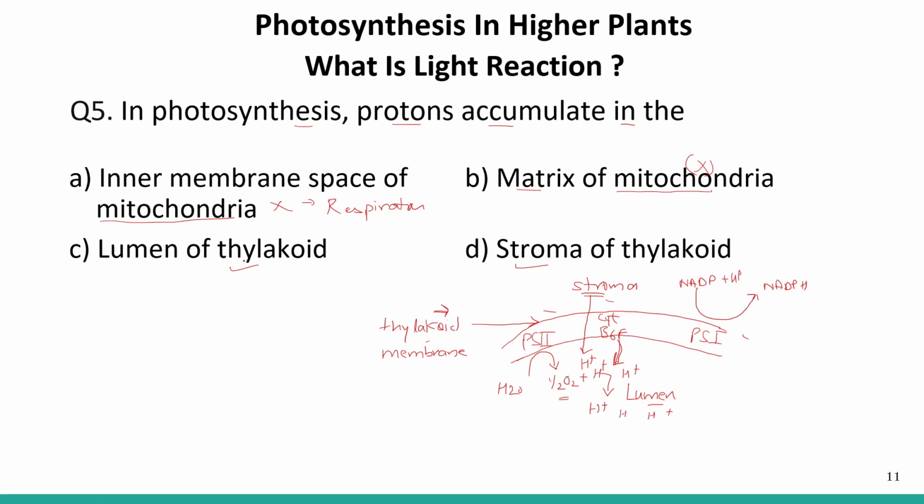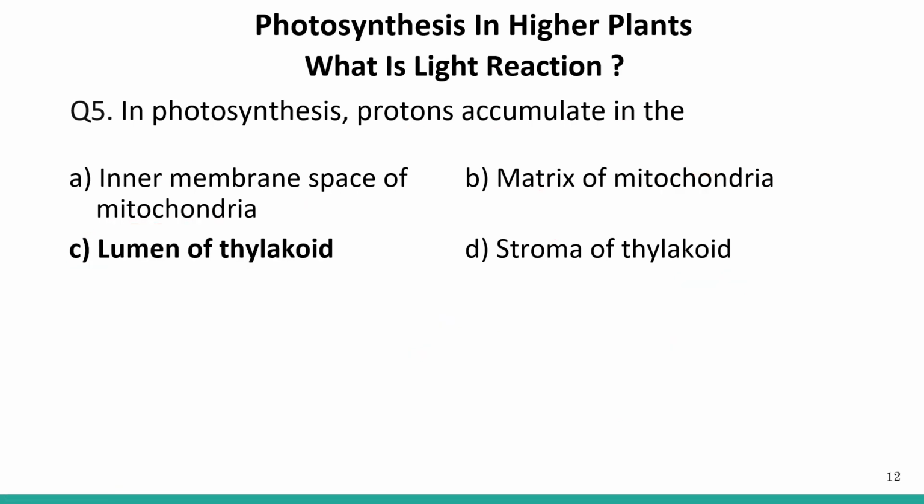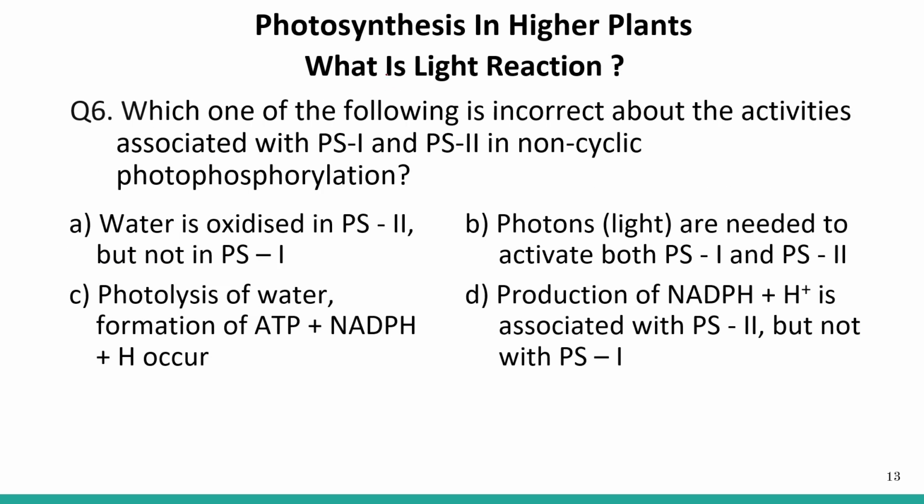So what should be the answer here? Lumen of the thylakoid. In photosynthesis, protons accumulate in the lumen of the thylakoid and not in the stroma of the thylakoid. The next question is, which one of the following is incorrect about the activities associated with photosystem 1 and photosystem 2 in non-cyclic photophosphorylation? So they are talking about non-cyclic photophosphorylation.